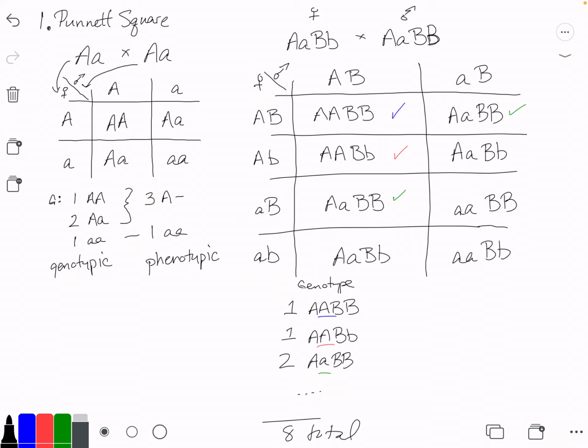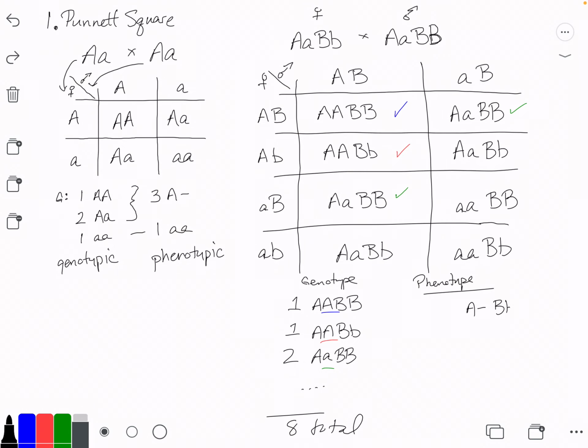The phenotypic ratio is the more common one to think about here. And so I could say, from a phenotypic standpoint, I have 4 options, right? I have dominant A and dominant B, so dominant A, dominant B phenotype. I've got dominant A, recessive B phenotype, recessive A, dominant B phenotype, and recessive A, recessive B. Those are my only 4 options. That dash means I don't care what's in the second position because I already have established dominance in the first position.